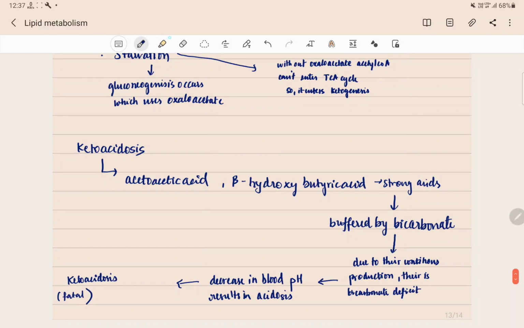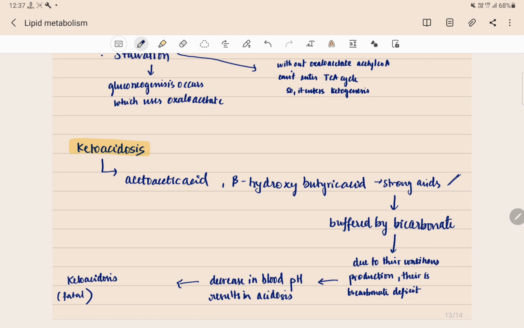There is one more condition, an important clinical condition, ketoacidosis. Because of increased ketone bodies, which are acetoacetate and beta hydroxybutyrate, that is acetoacetic acid and beta hydroxybutyric acid, they are strong acids. To buffer these strong acids, we use bicarbonate.